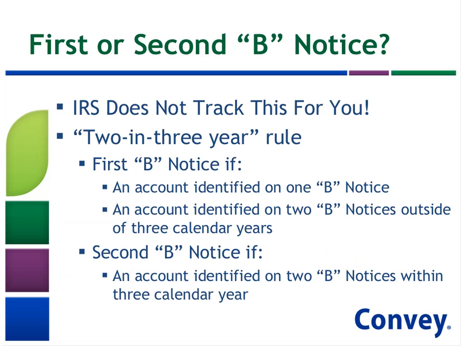So if you receive 2 B notices for an individual in a 5-year period of time, you treat it as a first B notice. If you receive 2 B notices within a 3-year period of time, you would treat it as a second B notice. So it's a first B notice if the account is identified in 1 B notice, or identified in 2 B notices outside the 3 calendar years. And once again, it is a second B notice if it's identified by 2 within that 3 calendar year period of time.